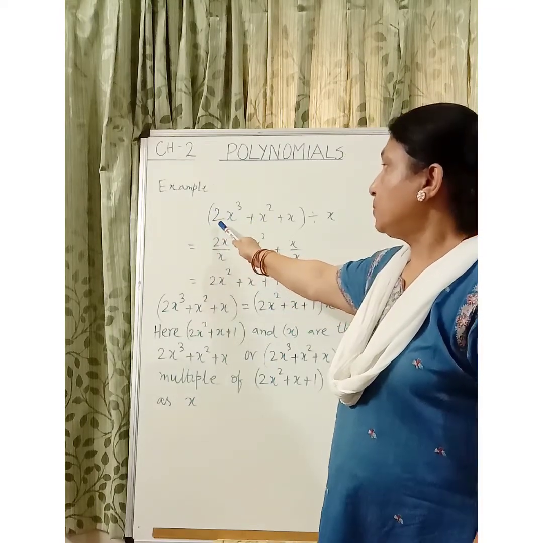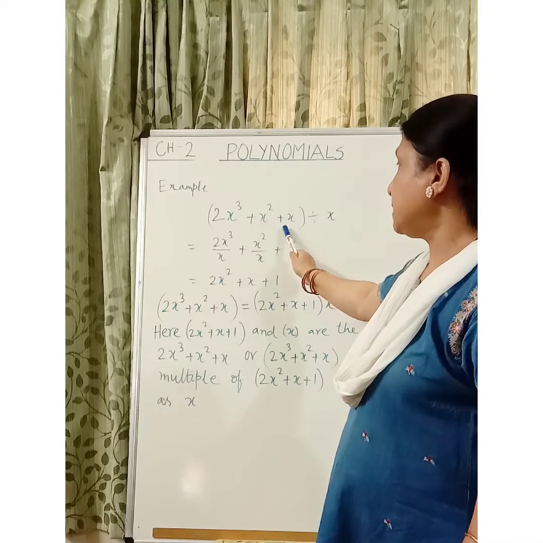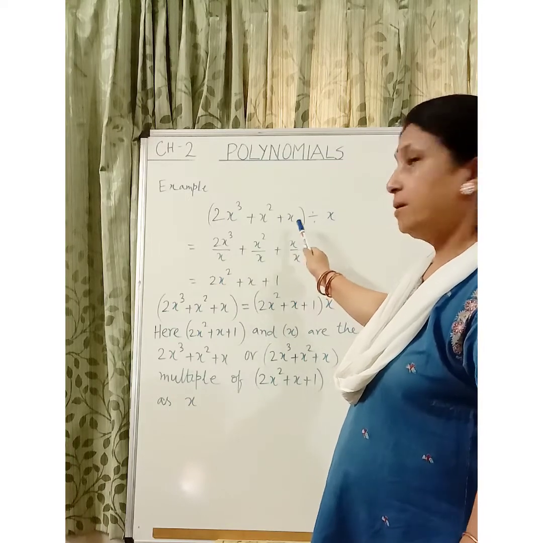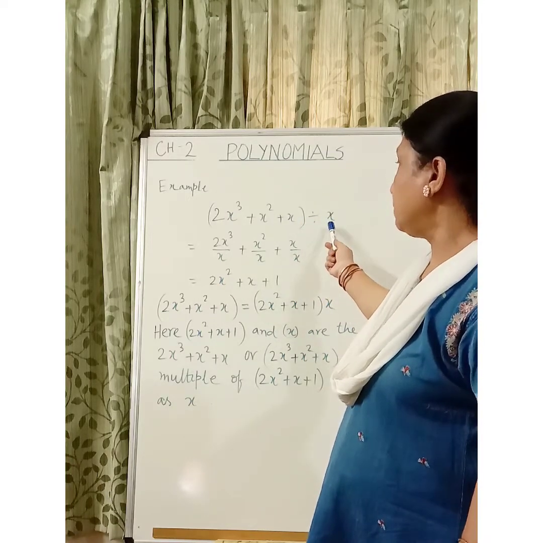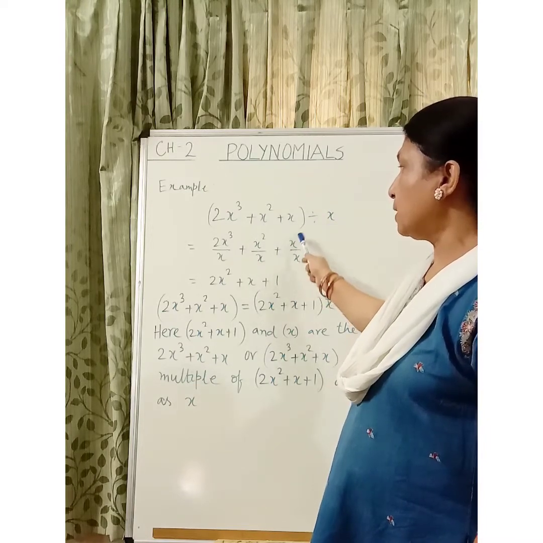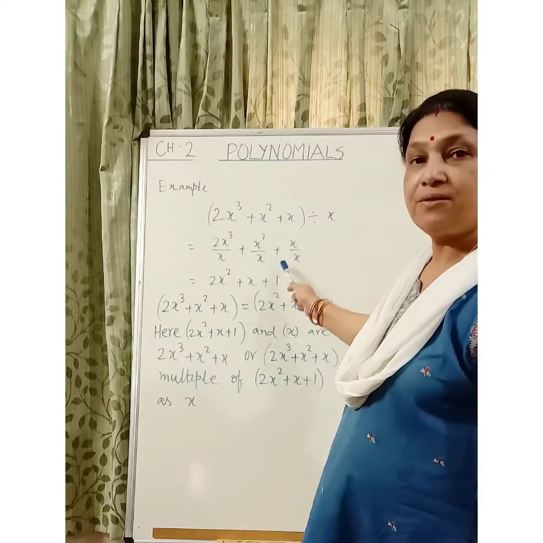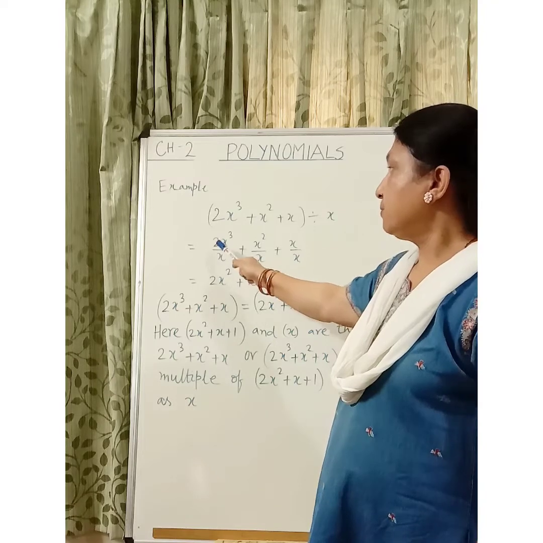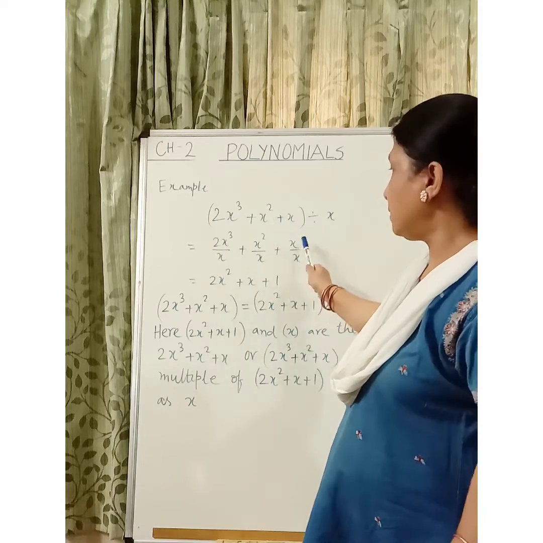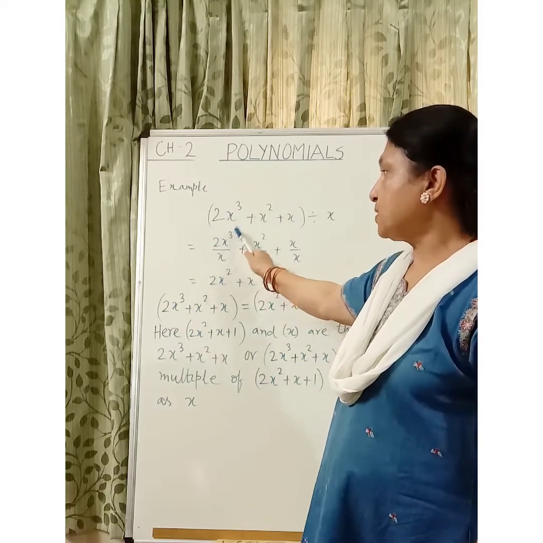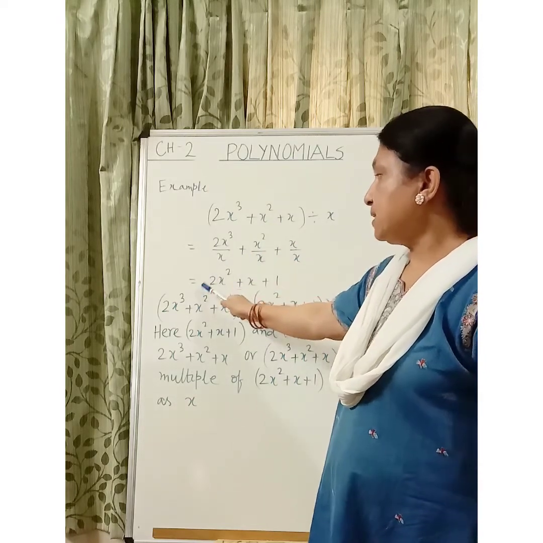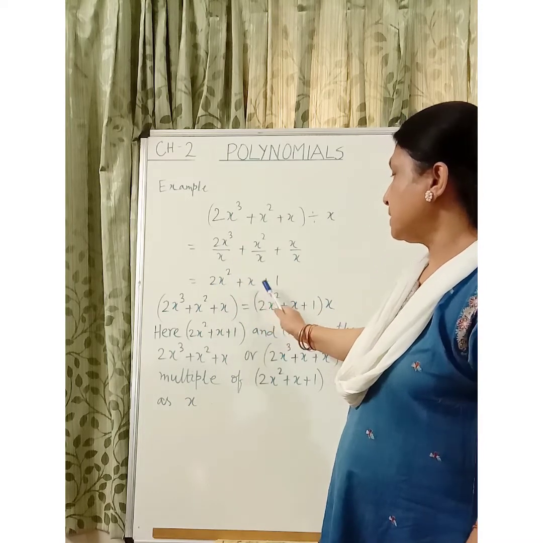Here it is 2x cubed plus x squared plus x divided by x. We know the division of a polynomial by another polynomial, but here it is a monomial, a single term. So how do we divide? We know from our lower classes, even last class, that is class 8, we have learnt it. We can divide the first term by the divisor, the second term divided by the divisor, and the third term divided by the divisor. So it is 2x cubed divided by x plus x squared upon x plus x upon x, which is equal to 2x squared plus x plus 1.